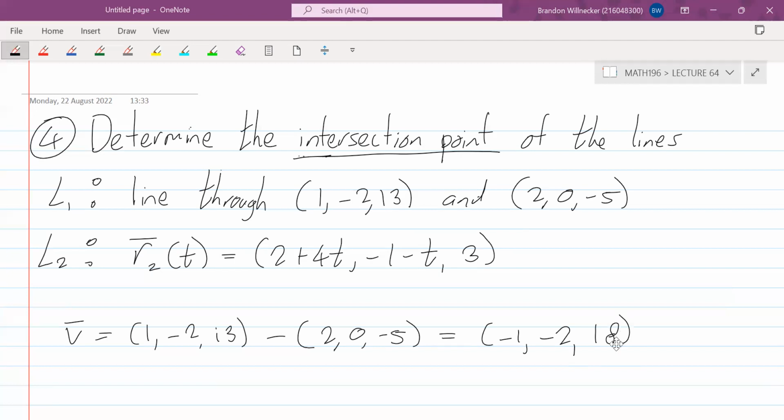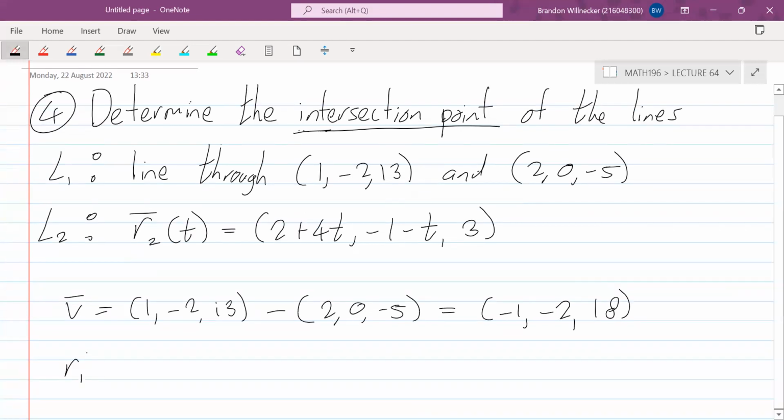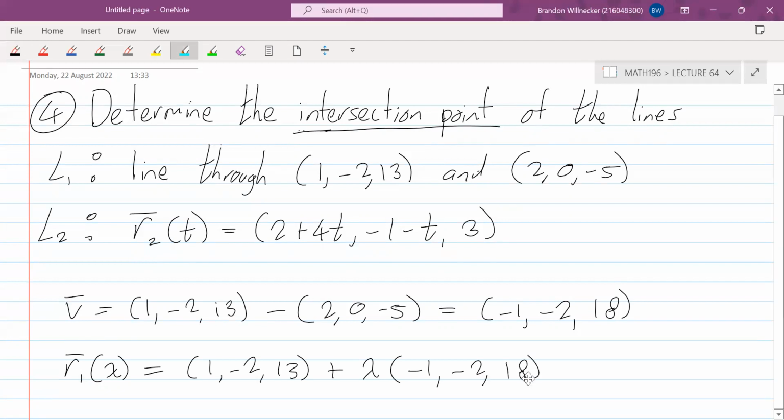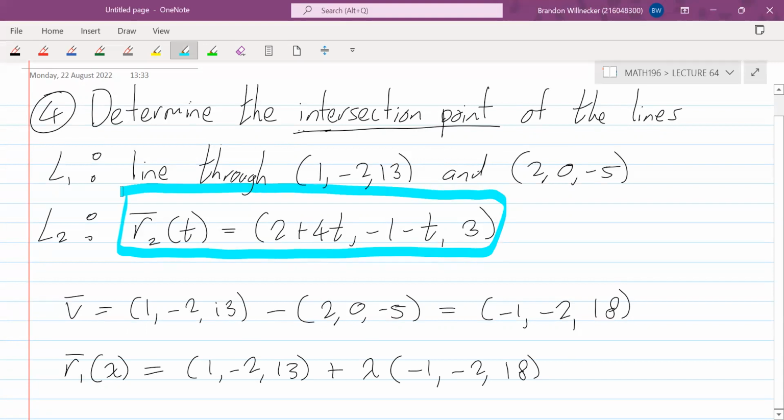Now we can use that to find the full equation of the line. So R1, let's say of lambda, so we don't mix up the t and the lambda. t will go with line 2, lambda will go with line 1. This is going to be equal to some point along the line, let's just pick the first one, (1, -2, 13), plus lambda times the direction vector we just worked out, (-1, -2, 18). Good, so we've got R2 in vector form, and we have R1 in vector form.